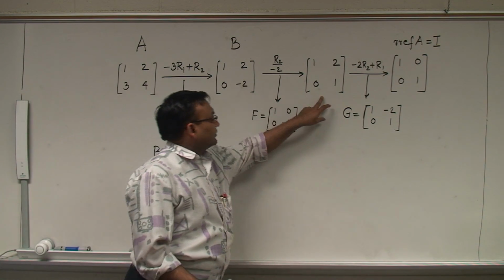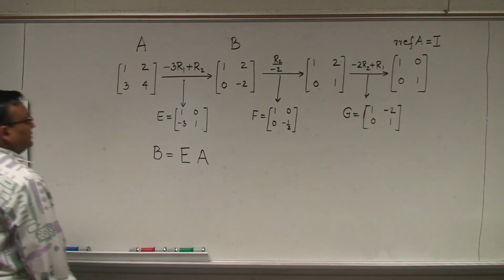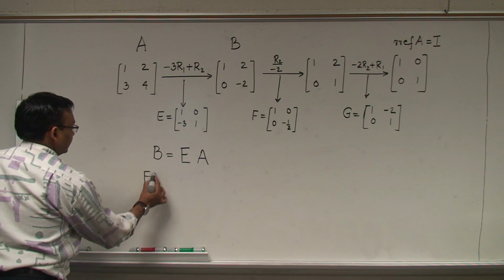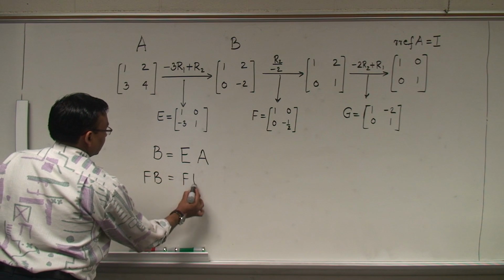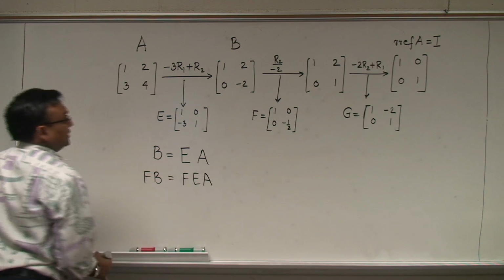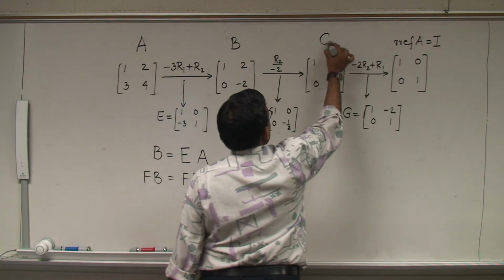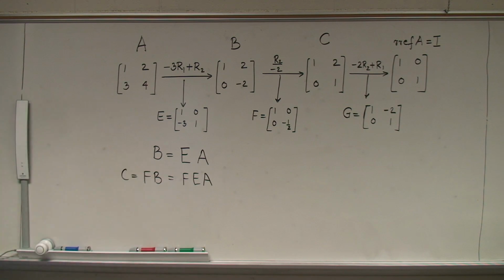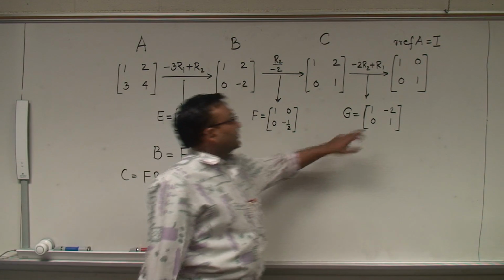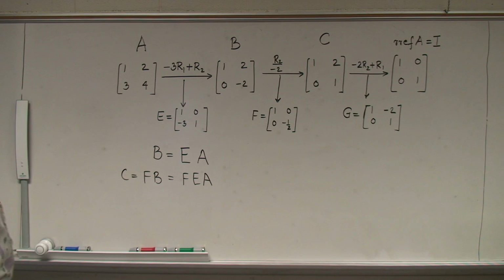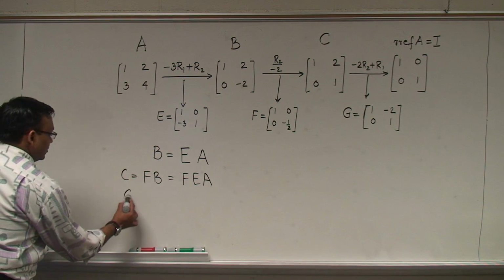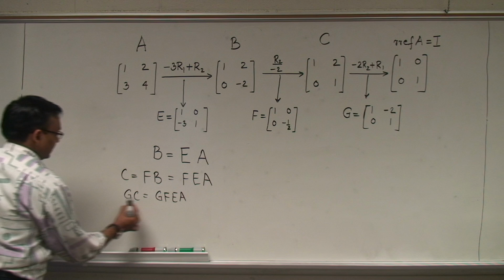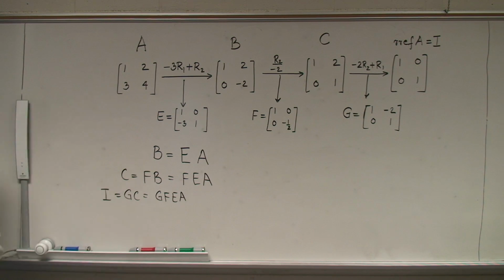Now, if I want to reach this matrix, I will multiply B on the left by F. So I will get F times B as F times E times A. And I will get my new matrix, let me call it C. Okay. Then, in order to reach the identity matrix, I will left multiply C by the matrix G. So G times C will be G times F times E times A. And this will give me my identity matrix.